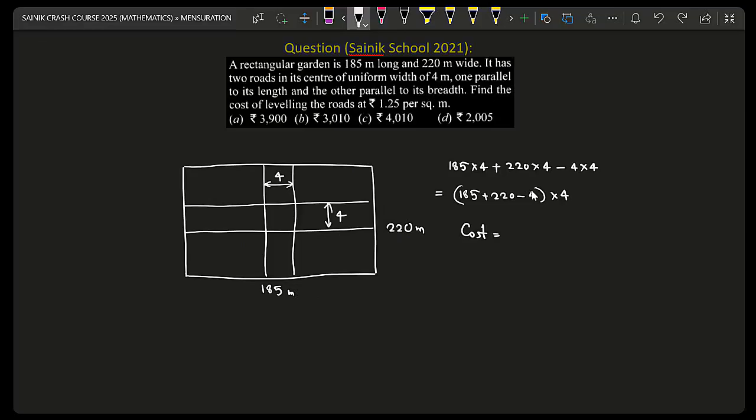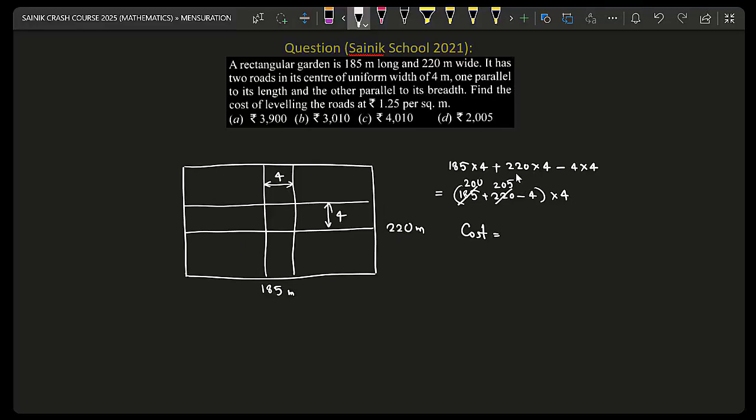See, Vishnu, do you remember the compensation method for addition or subtraction? 185, how much more does it require to become a round figure? Sir, 15. Take 15 from this 220. So this will become 200 and this will become 205, isn't it? Yes, sir. I'm taking 15 from 220 and giving to 185. So 185 becomes 200, 220 becomes 205.